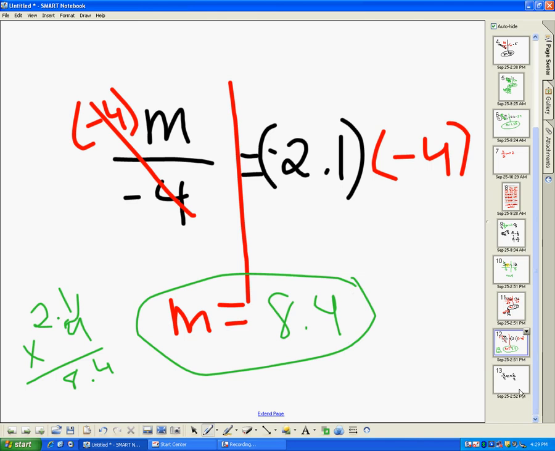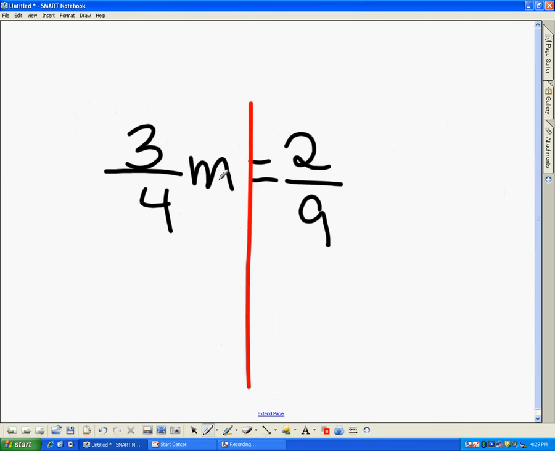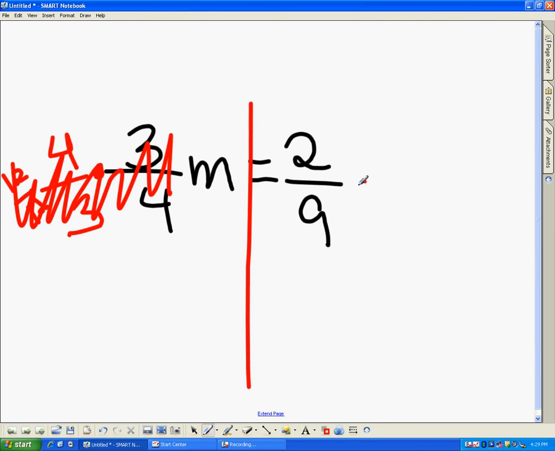Now with fractions, you can do it the same way. You can think of, okay, well, m is being multiplied by 3/4, so I'm going to divide both sides by 3/4. But essentially what you are doing is multiplying by the reciprocal. So a little trick here is to say, well, if I multiply both sides by 4 over 3, 4 times 3 is 12, 3 times 4 is 12. So when I end up with 12 over 12, because that's equal to 1, I can cancel all that out. So again, I'm multiplying by the reciprocal, but I've got to do it to both sides.